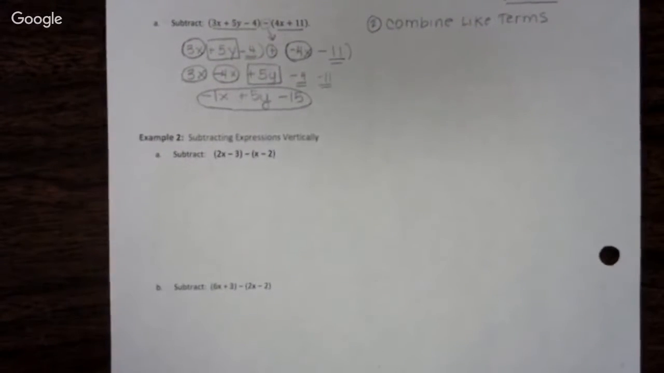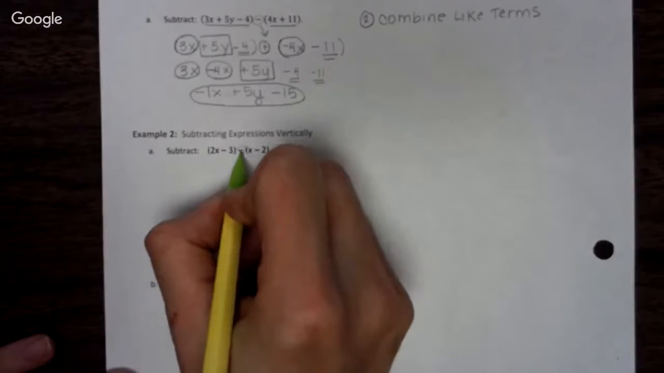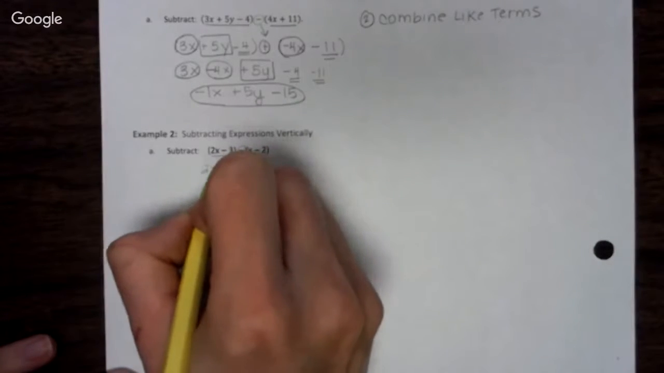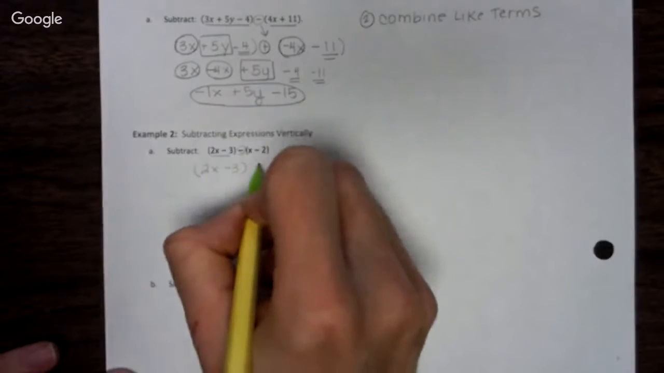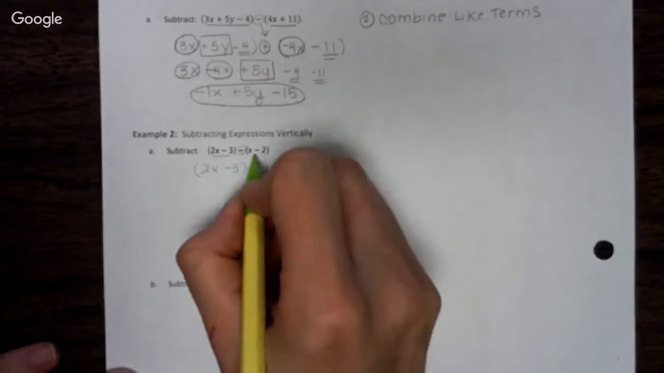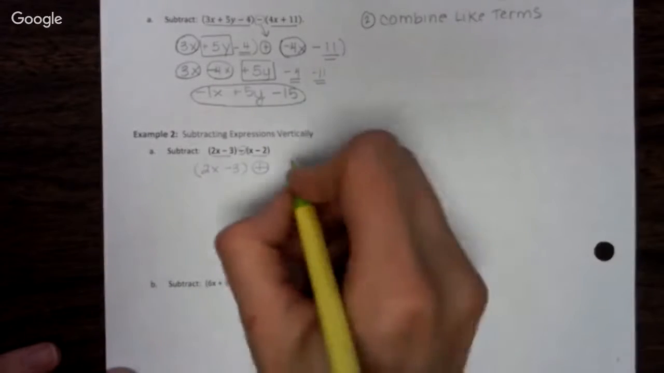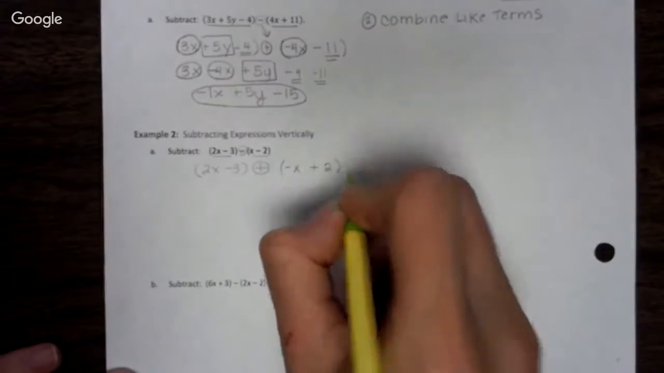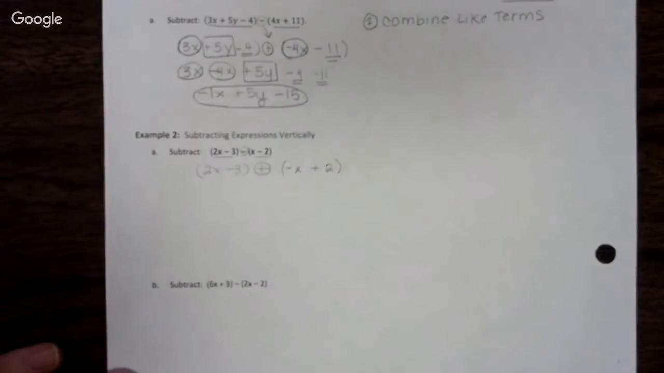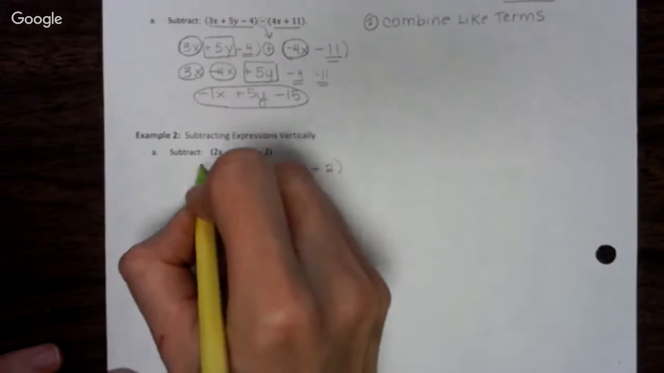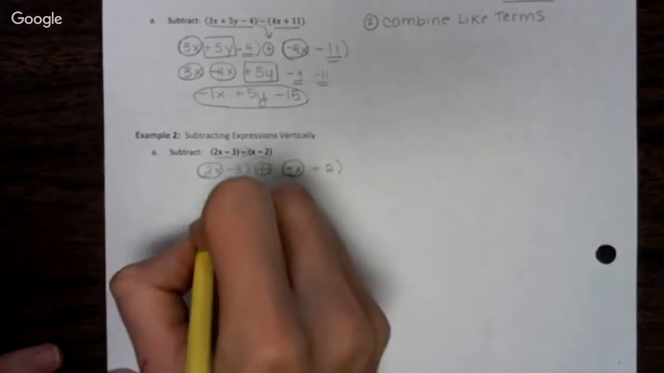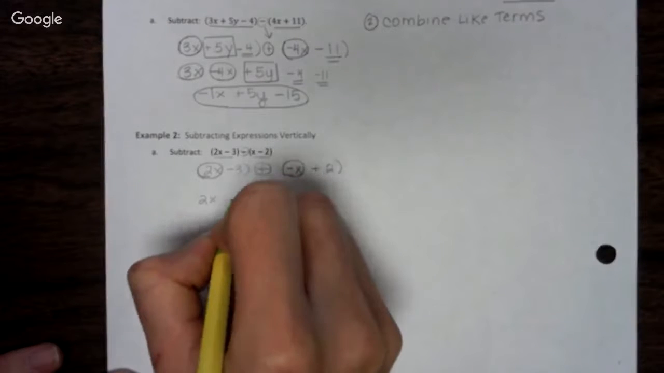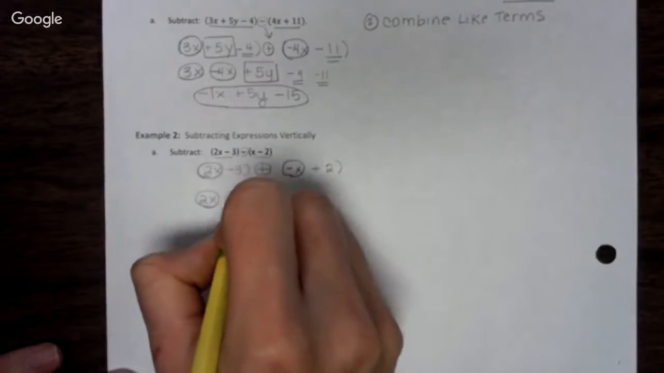Okay, let's try this again. So we're subtracting. So we're going to do leave 2x minus 3. Change it to addition. Change everything in the second parentheses to its opposite. So it becomes -x plus 2. Now let's do our circles and squares. So 2x and -x go next to each other.